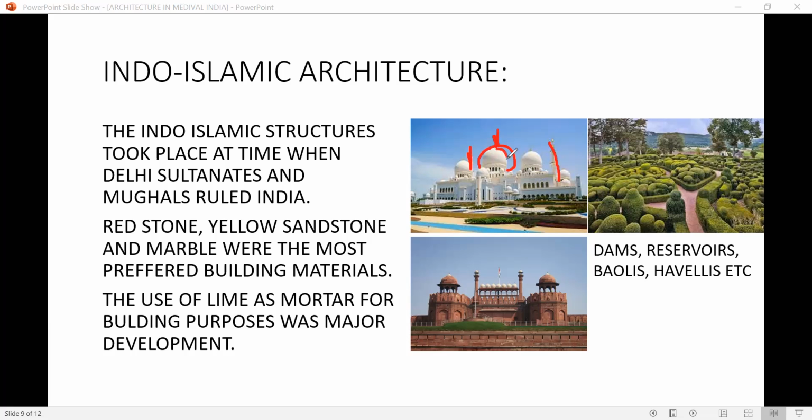What is this surface called? What is this line called? We'll discuss this also. And what are these standing structures called? We are also going to discuss that.